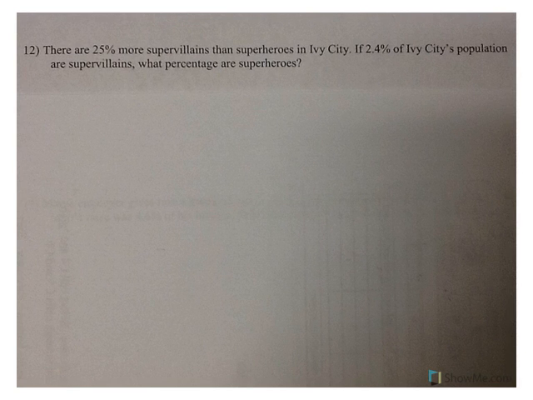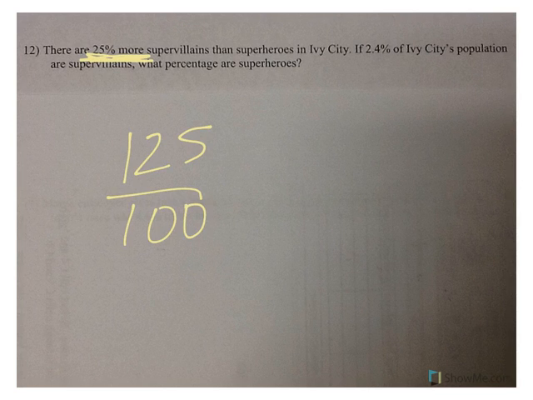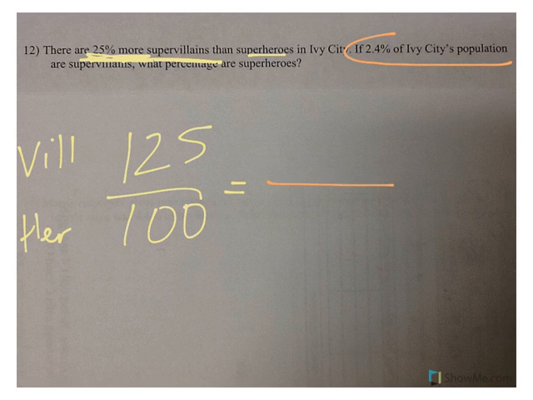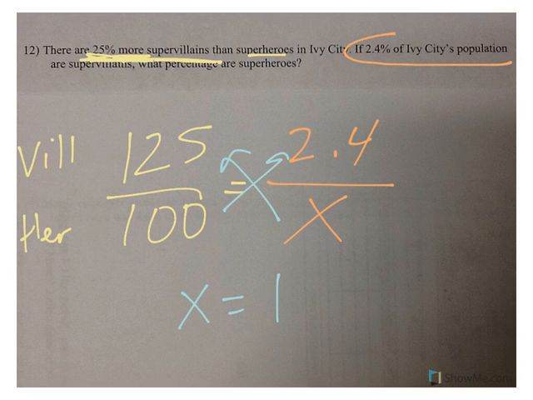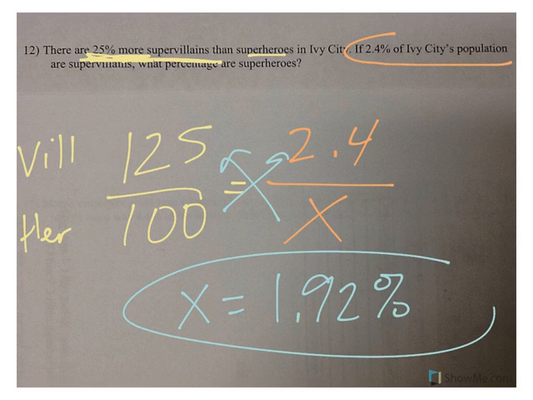Number 12, if there are 25% more supervillains than superheroes. Okay, here we have the word more. We don't have an increase or a decrease, but we have the word more. So that's going to tell you what goes with 100. Now, what goes on top? We have more supervillains. So villains on top, heroes go on the bottom, right? There's always more bad than good, it feels like. If 2.4% of the population are villains, so 2.4 are villains, what percent are superheroes? So we cross multiply and divide. 1.92% of the population are heroes.